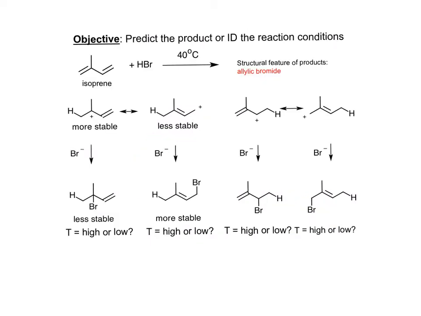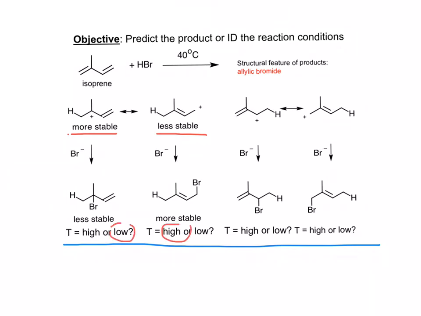Isoprene reacts with HBr. Four possible intermediates and products are shown. So stop the video and determine the temperature at which each product forms. So remember, the more stable intermediate is formed at low temperature, the less stable is formed at high temperature. So for the first one, this is going to be low, and this will be high. And for the other two, here are the answers.